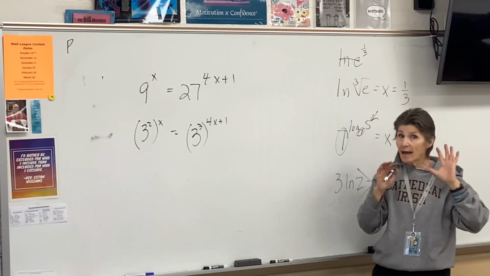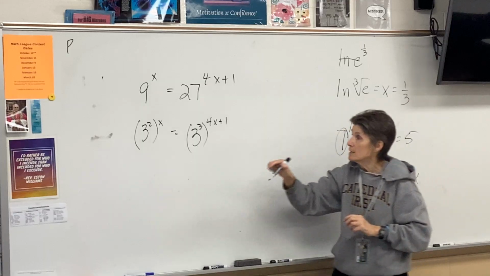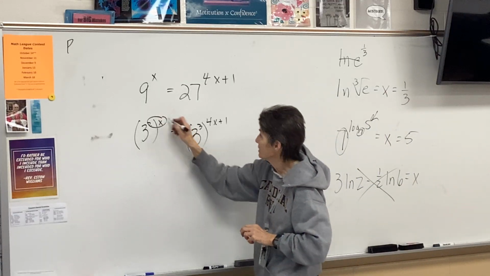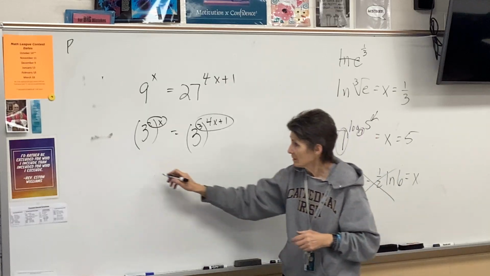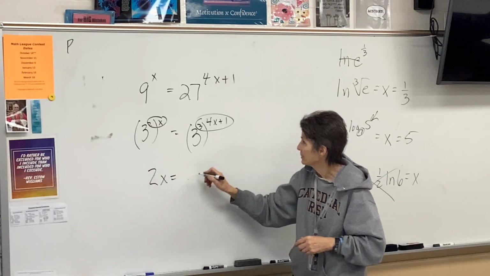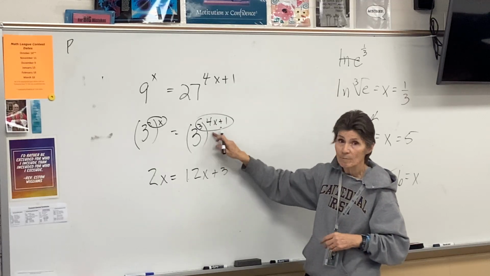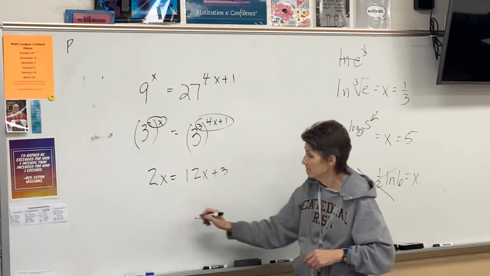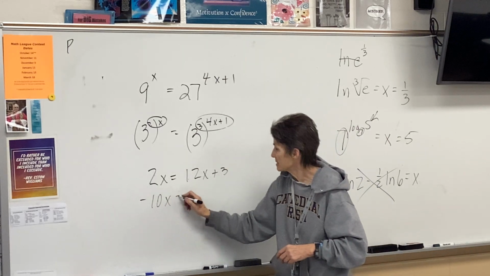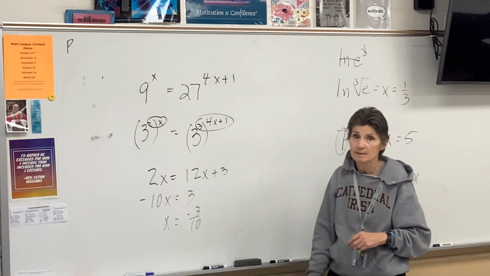As soon as you've got 3 to a power, 3 to a power, you can solve the equation made from the exponents. So 2x equals 12x plus 3. This is a distribute. So negative 10x equals 3, and x equals negative 3/10.